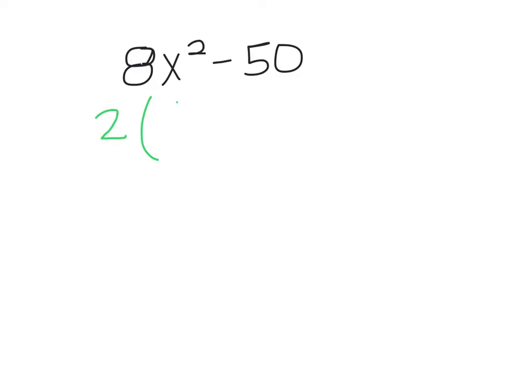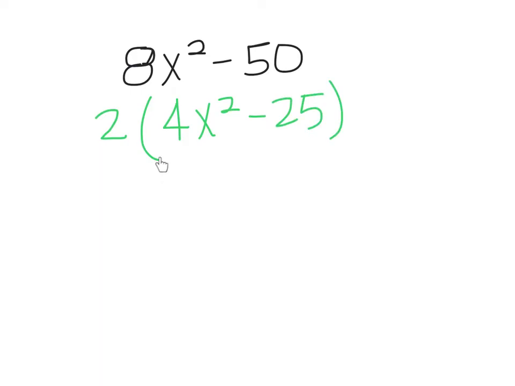If we're given 8x squared minus 50x, the first thing in any factoring is always to pull out whatever it has in common. Since both of these are even numbers, we're going to say that they have a commonality of 2. So we're going to go ahead and pull 2 out and get left over with 4x squared minus 25.